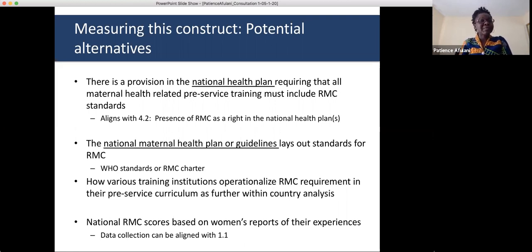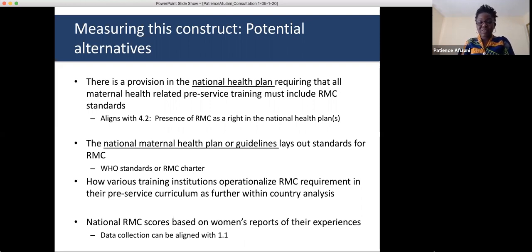These indicators on presence in national plans or curriculum are a great start, but we need to remember that it may not reflect women's experiences. And it would be great if this group can advocate for a national RMC indicator that actually reflects women's experiences as a way of showing how countries are doing in protecting women's rights. So I want to plant a thought on an RMC indicator based on women's experiences that could be in the form of a national RMC score based on a set of RMC related questions included in national health surveys, such as the demographic and health surveys.